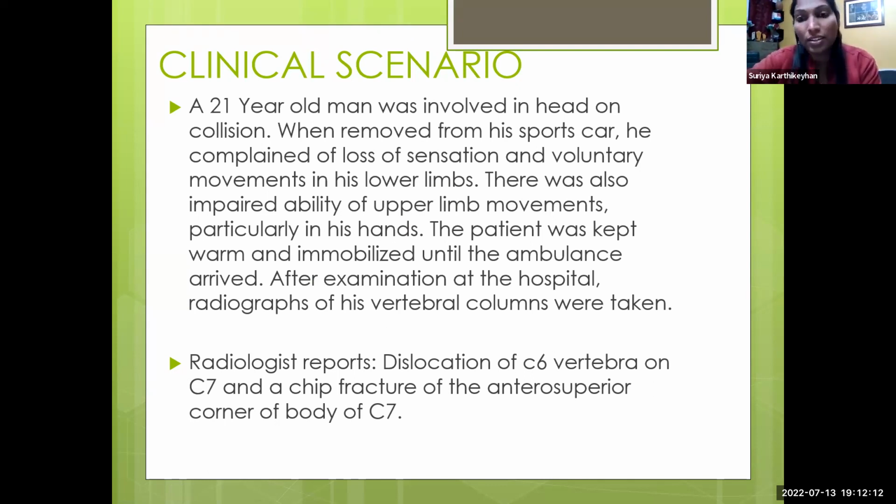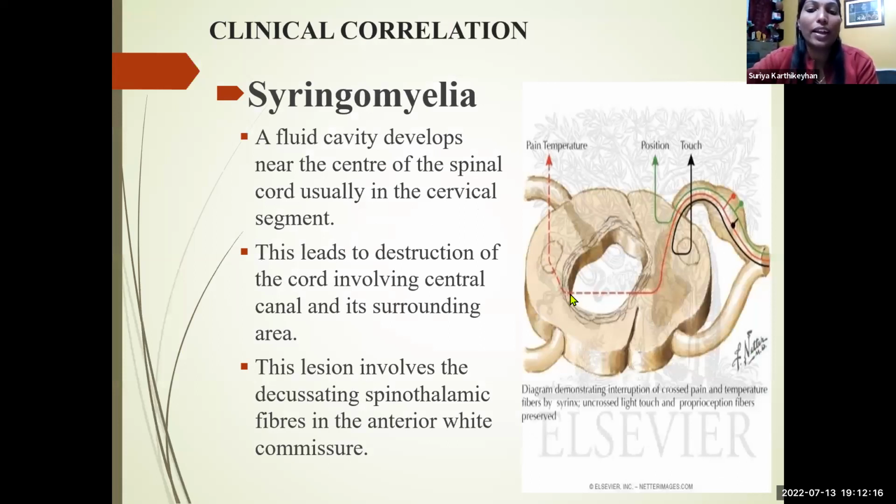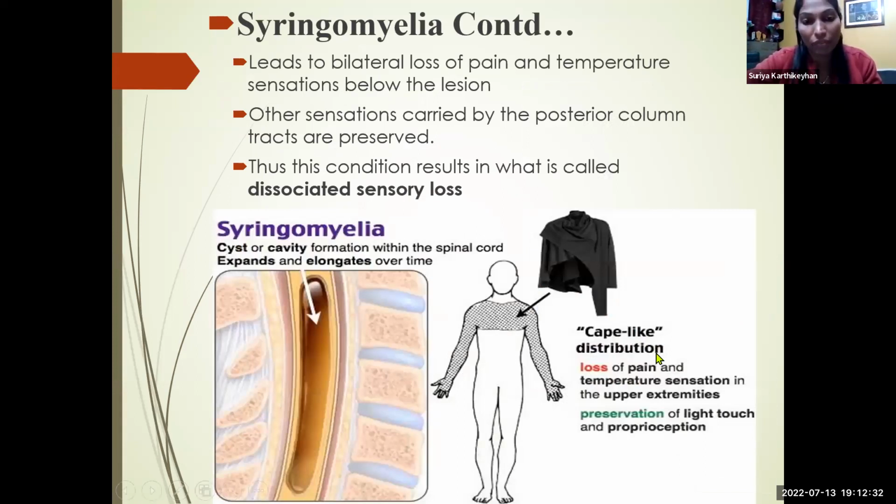And then some clinical correlation will be syringomyelia. Syringomyelia is nothing but a fluid-filled cavity around the central canal, which will be affecting the spinothalamic tract alone. When the lateral spinothalamic tract is affected, the pain and temperature sensation alone is lost. There will be dissociated sensory loss. Not the entire sensation is affected. This is just a fluid-filled cavity around the central canal.